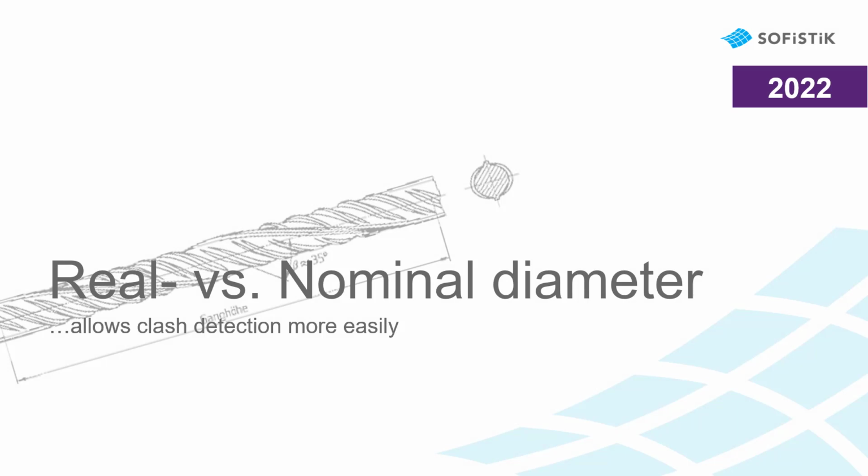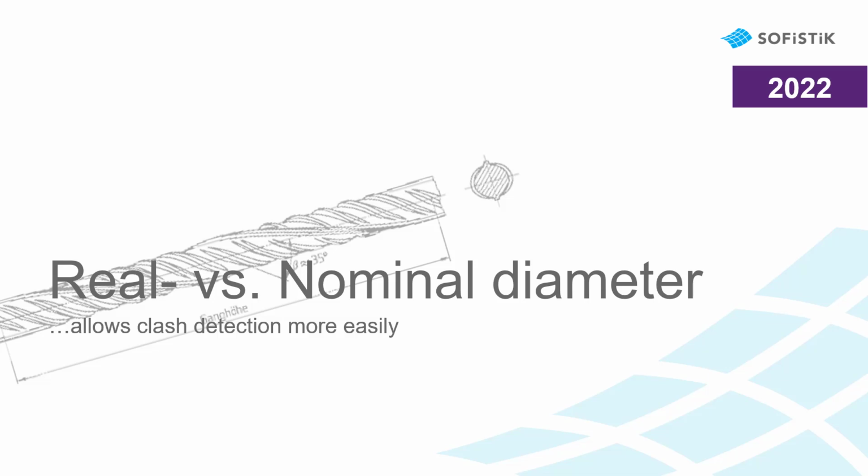With version 2022, a new type parameter for rebar has been added to the database, the model rebar diameter, also known as the real diameter. This is used to represent the geometry of any rebar element. For the calculation of the hook length, if set to automatic, the bar diameter, also known as the nominal diameter, will be used. By default, the model bar diameter is set equal to the bar diameter. However, this can be adjusted by the user.